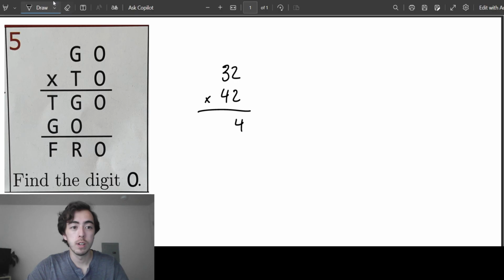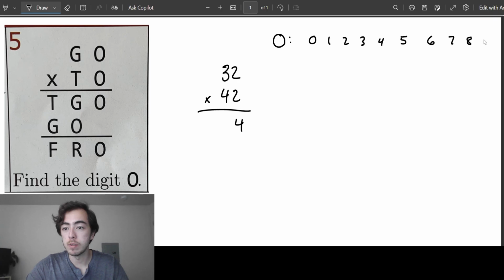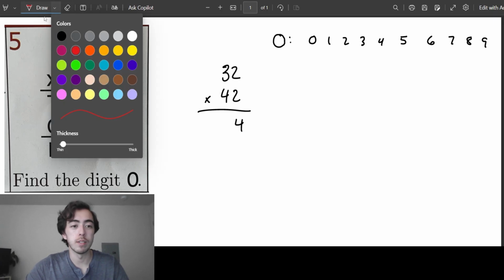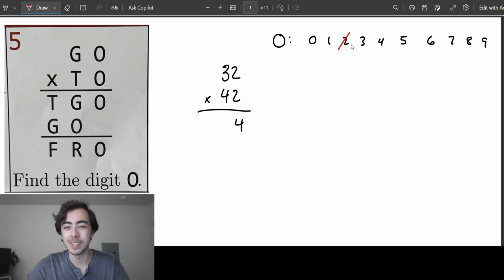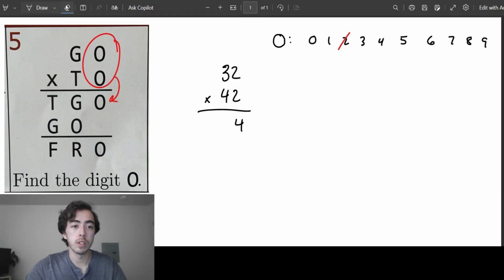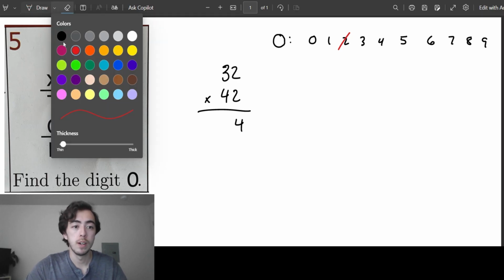So as I look for the digit O, it could be 0, 1, 2, all the way up to 9. I could quickly cross out the non-candidate numbers, just based on this first observation, that this O times O should result in another O in the ones place.